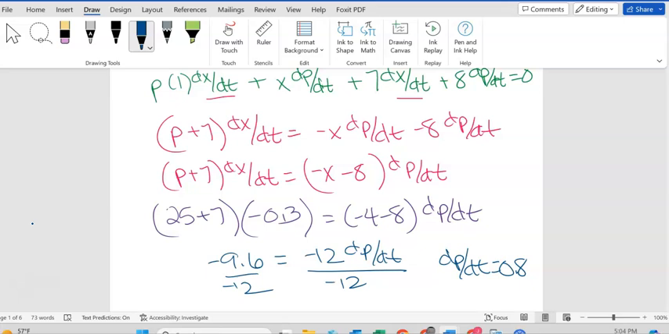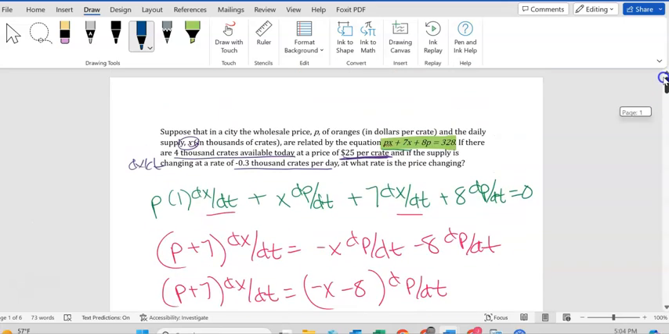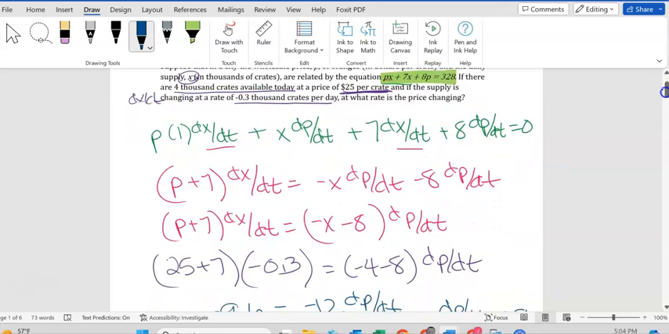That's what this tells us. So the supply is decreasing by 0.3 thousand crates a day, but then the price is increasing, which makes sense. As supply goes down, price is going to go up. So hopefully this helps you. The big thing with all these is you have to keep track of all the different pieces. Nothing goes away the way we're used to. So I have to have those differentiation factors, these right here, in each piece. And I have to keep track of which one's different.